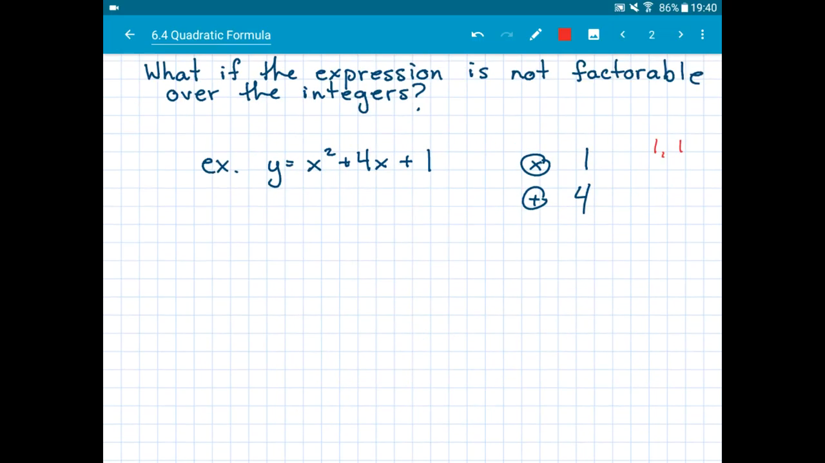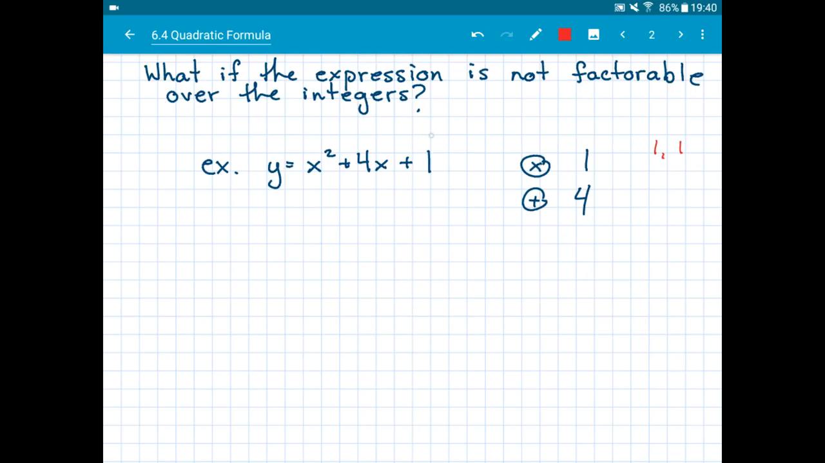Well, what if it's not factorable? Taking a look at this expression here, we're looking for two numbers that multiply together to give us plus 1 and add together to give us plus 4. Well, the only thing with integers that works to make plus 1 is 1 times 1. And when you add those together, you get 2. And so this doesn't work, and you're not able to factor this expression over the integers. And so now we have to find some other way.